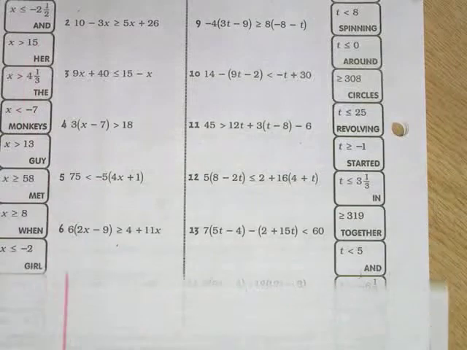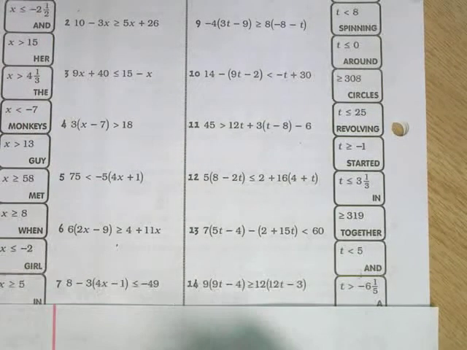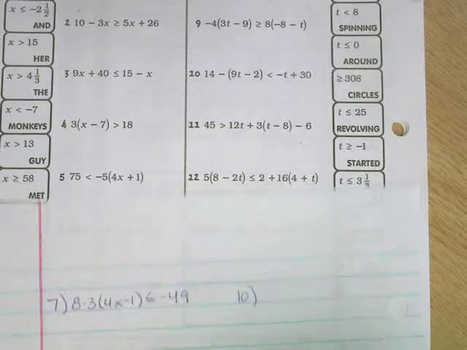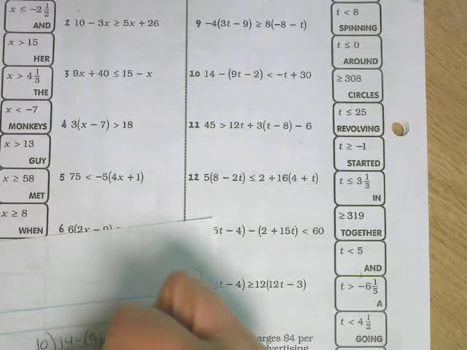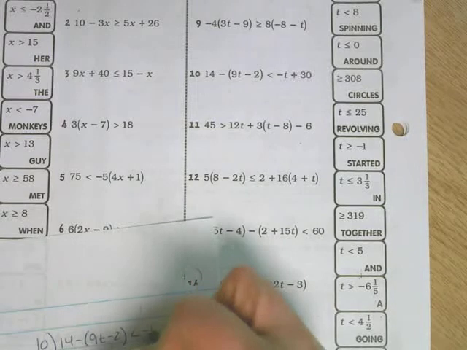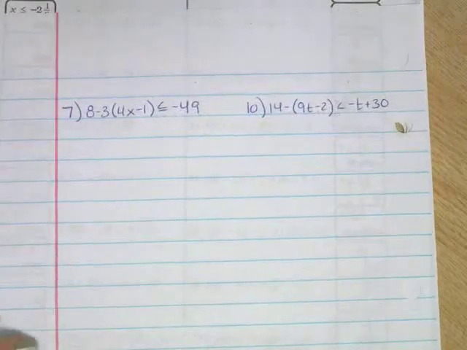All right, so I'm going to copy them down. I've got this one for 7. All right, if you guys are ready, here we go. I'm going to go through them.